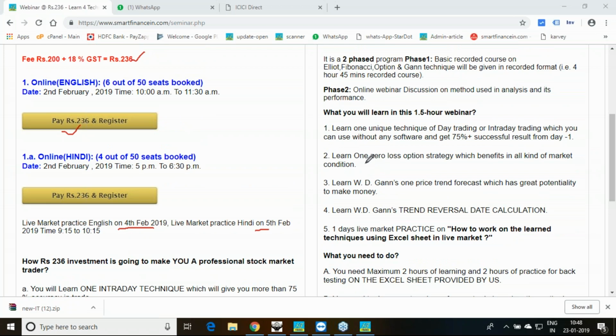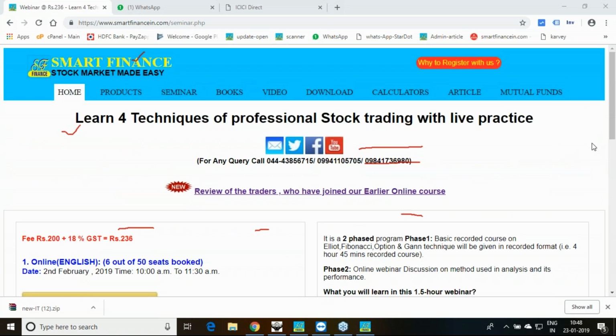Here you will be learning zero loss option strategy, you will be learning day trading principles, GANNs, trend reversal, date calculations. These are the very basic concepts, the minimum you need to learn. These 3 to 4 techniques will be given to you and you will experience doing those things. Once you adopt those scientific techniques in your trade, it is bound to give you success.